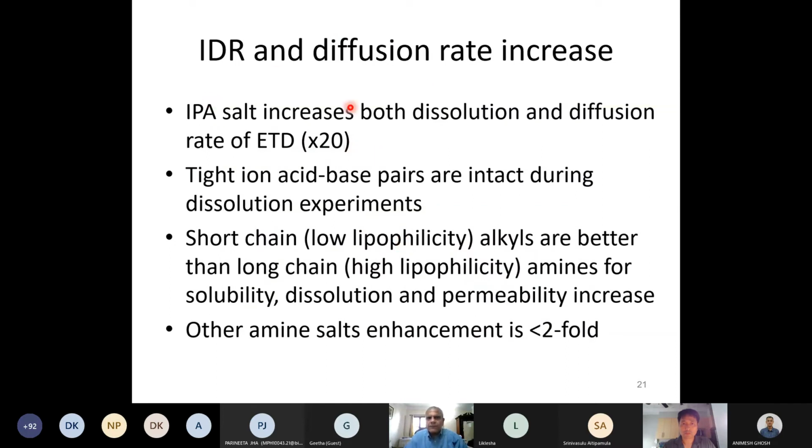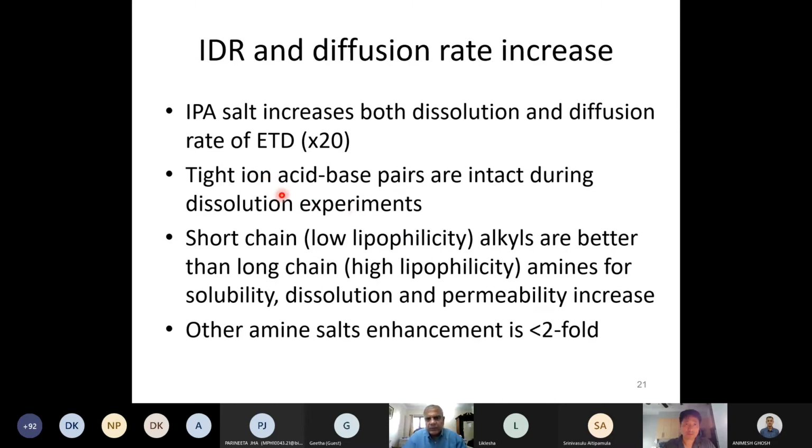So essentially our results, which have been published in Crystal Growth and Design, and we can discuss more details offline. Both the intrinsic dissolution rate and the diffusion rate, which is across a semi-permeable membrane, increase for the same salt, and that's nice because when both the solubility and the flux rate or the permeability are increasing for the same salt, one can really select that as the best salt.